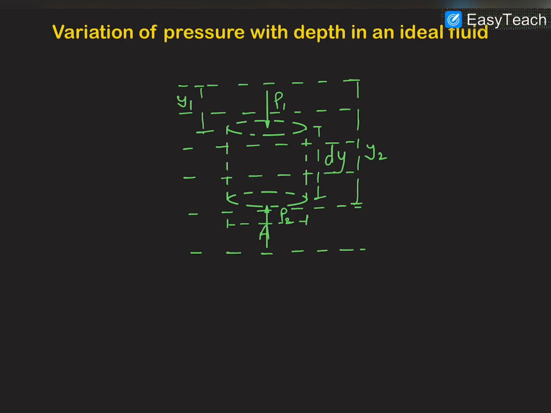In this video, we are going to discuss the variation of pressure with depth in an ideal fluid. So let us see that this is an ideal liquid which is at rest, and let us imagine an imaginary cylinder of area A and of length dy, which is made up of this liquid only. So we are just imagining a cylinder which is made up of this liquid, which is a part of this liquid.